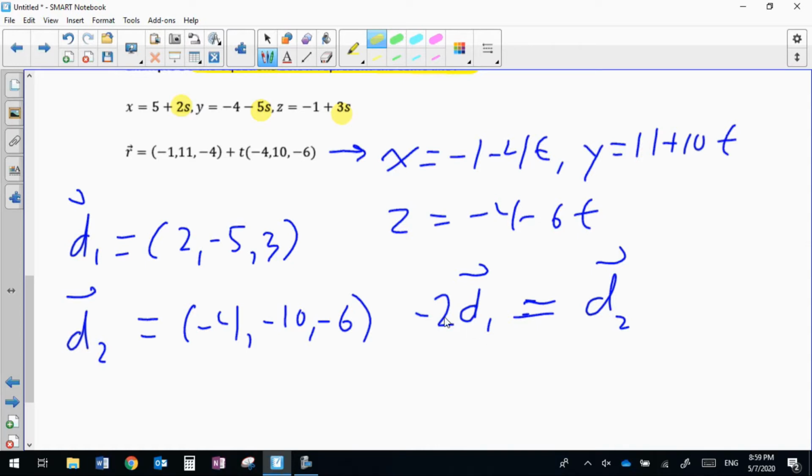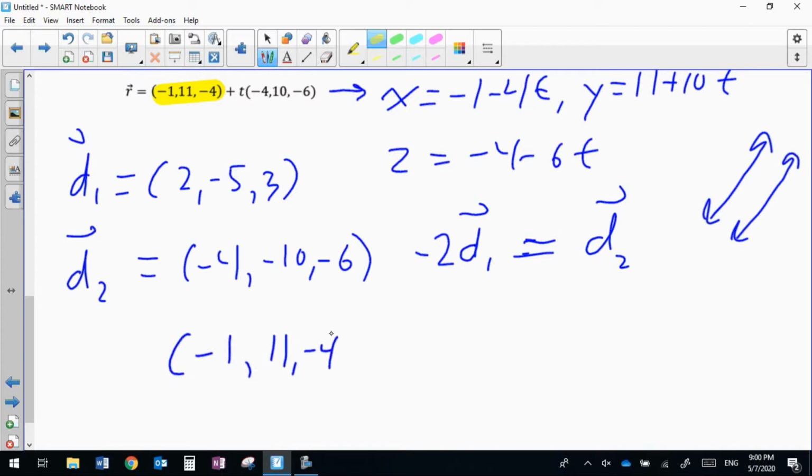But that doesn't mean that they're the same line. Two lines can be parallel and not share any of the same points. That's true in 3-space and in 2-space. So they either share a point or they share all points. So how do I determine whether or not they share a point? Well, let's go with the second line. I know the second line has the point -1, 11, -4. Is that point on line 1?